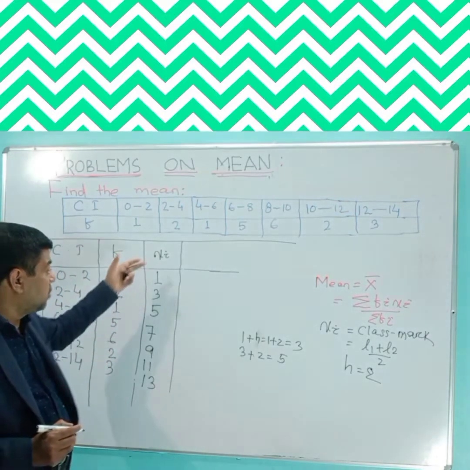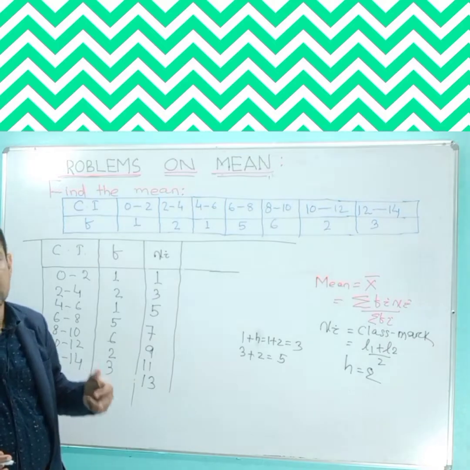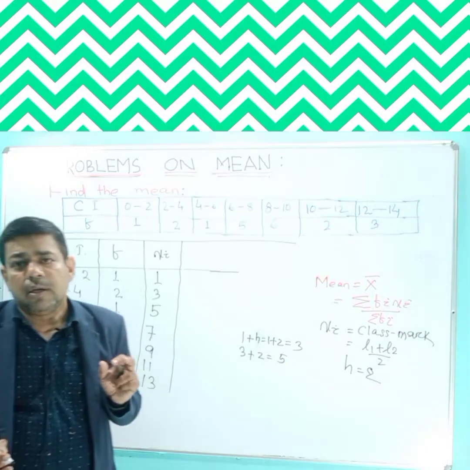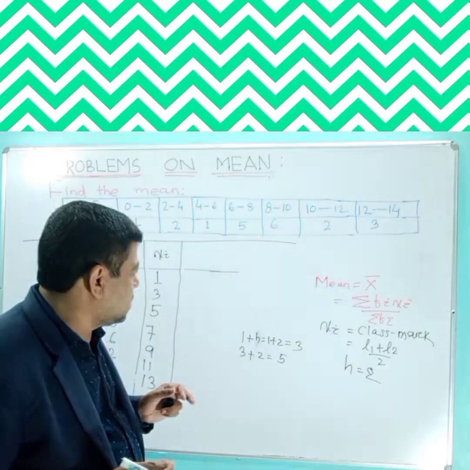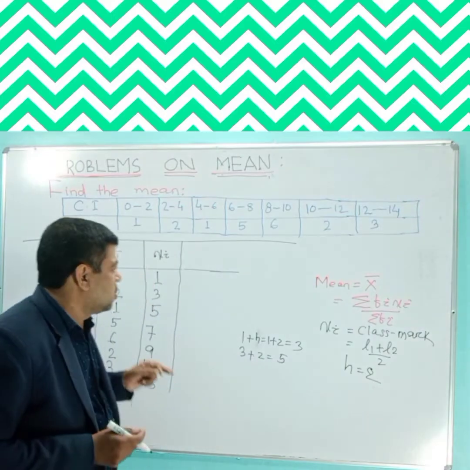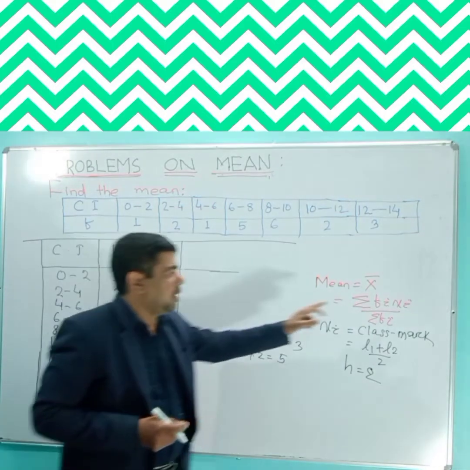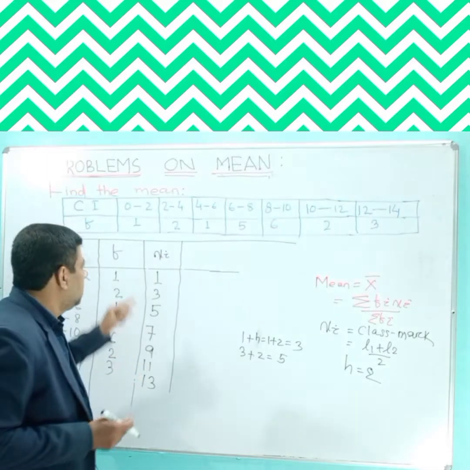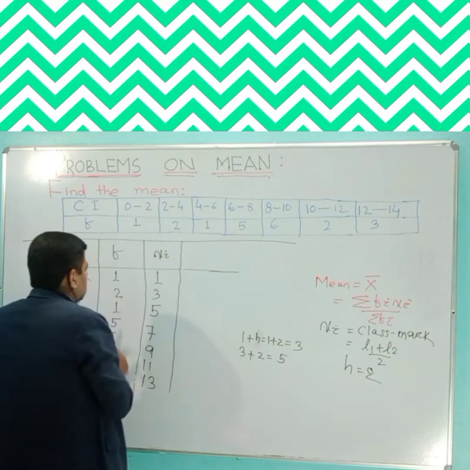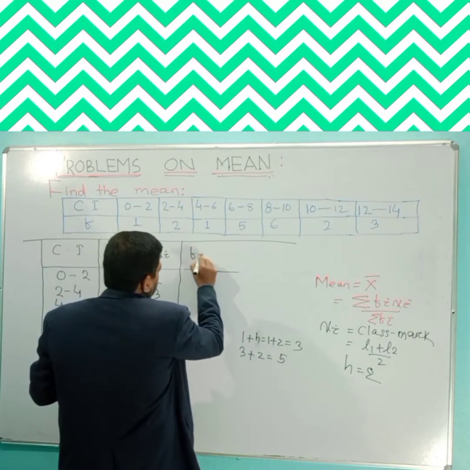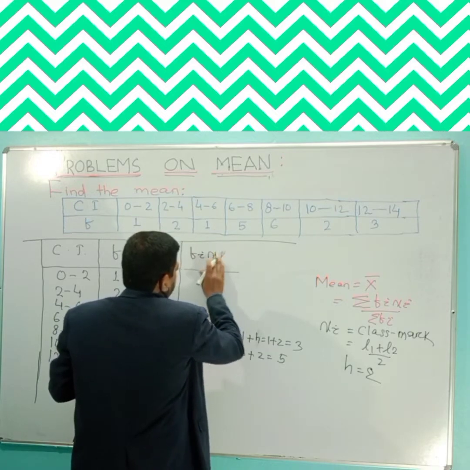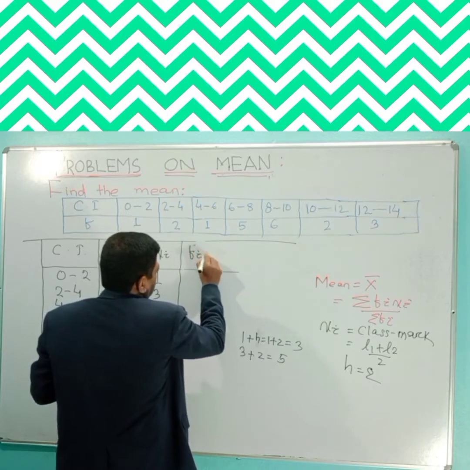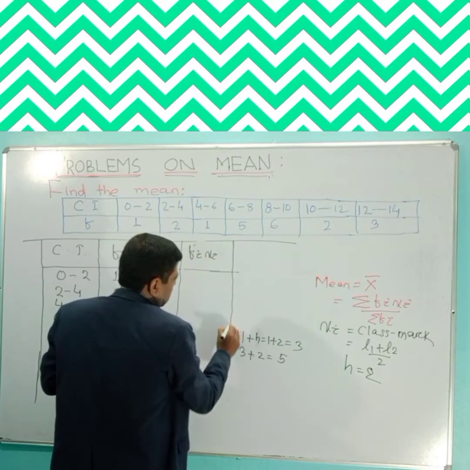You see the class mark numbers are very small. If the frequency and the class mark are very small numbers, or unit digits, you can use the direct method to find the mean. In order to find the mean by the direct method, first you have to find Fi Xi, which means multiplying the frequency and the corresponding class mark. Here Fi, here Xi. Very simple, all of you know.